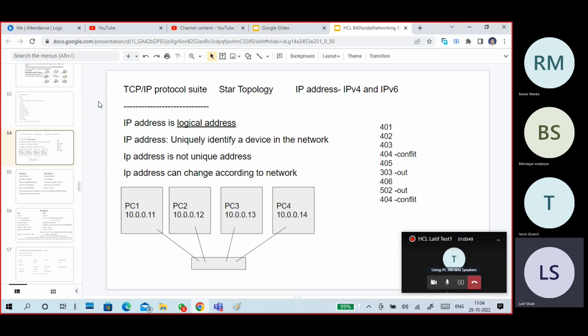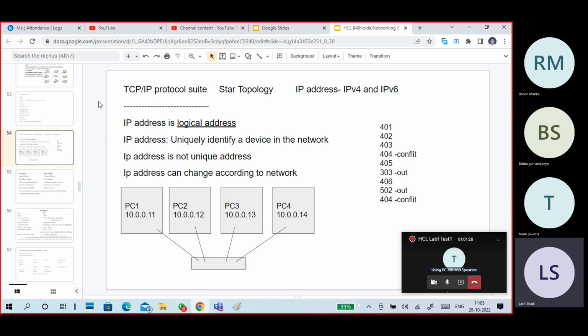Of course, compared to that, OSI is a reference model for understanding and creating a new network or troubleshooting the network. I will cover network troubleshooting also. But first of all, we'll see the IP address part, IP addresses. We are all using the TCP/IP protocol suite. OSI is a reference model, TCP/IP we are using. Okay, that's the point.